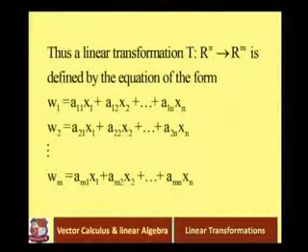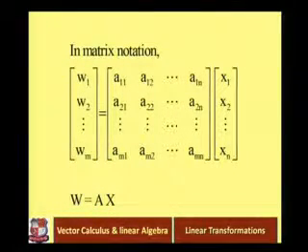So using these equations we can express this in matrix notation. In matrix notation, the left side is an m cross 1 matrix, because there are m rows and one column: w1, w2, up to wm. This is equal to an m cross n matrix, where the first row is a11, a12, up to a1n, the second row is a21, a22, up to a2n, and the last, mth row is am1, am2, up to amn, times an n cross 1 matrix, that is n rows and one column, x1, x2, up to xn. So we generalize this notation: capital W is equal to capital A times capital X.